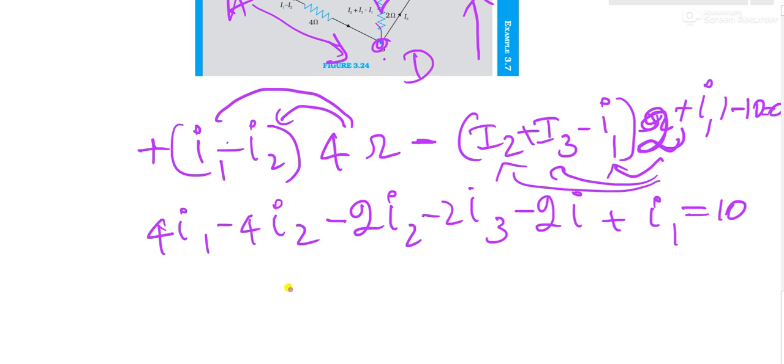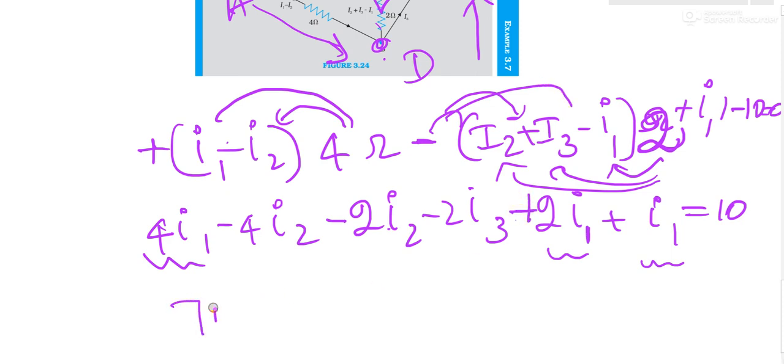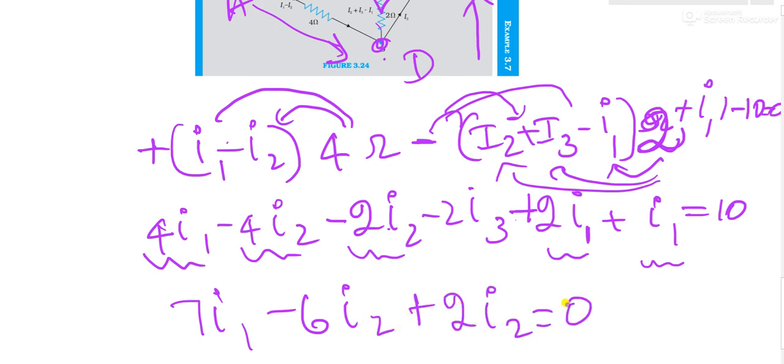Simplification I am doing now. Okay, all the I1 terms will be there. It's going to be I1 and this is going to be I1. So 4, and this minus, when we take it inside, is going to be minus 2. It's going to be minus, and this going to be plus, this going to be plus. Okay, so I'll get 7 I1. So minus 4 I2 minus 2 I2. Okay, so I'll get minus 6 I2. Okay, plus 2 I3 is equal to 10. I got equation number 2 now.